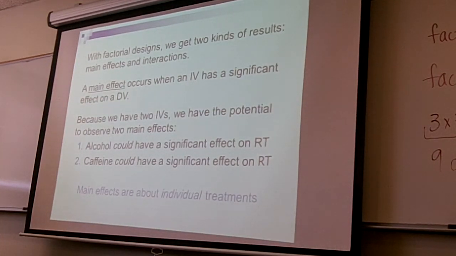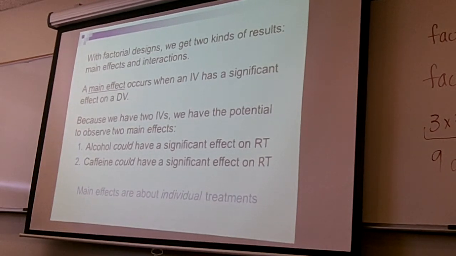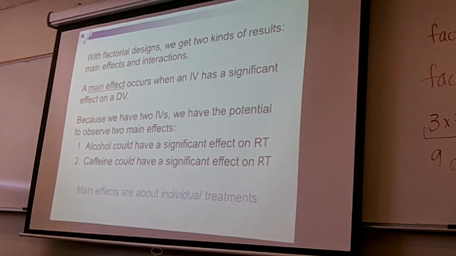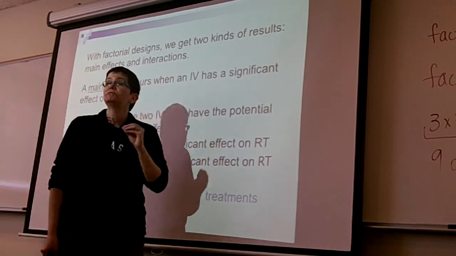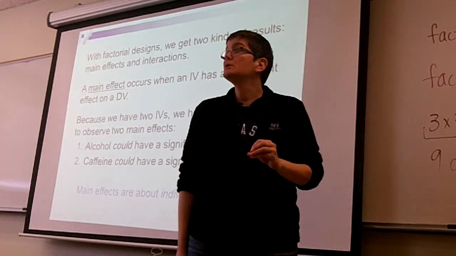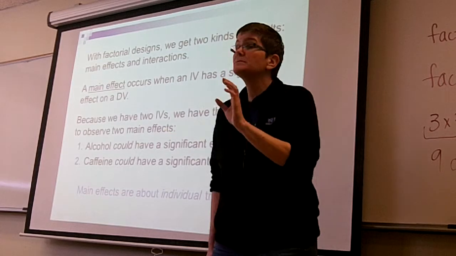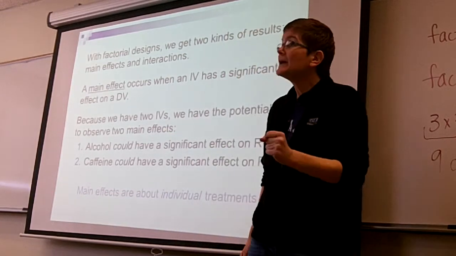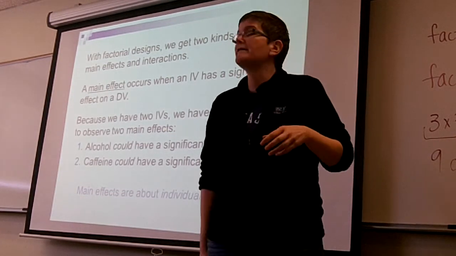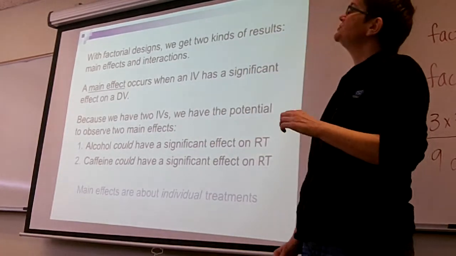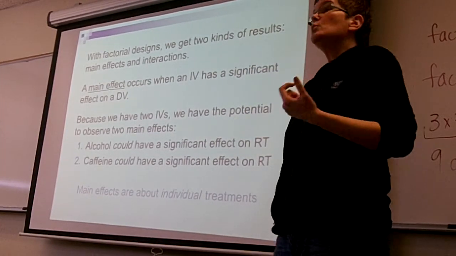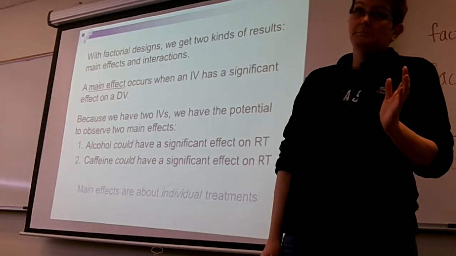So there's a possibility for one main effect for each independent variable. So if you have two independent variables, it's possible for you to have two main effects. Doesn't mean you will, but it means it's possible. If there are three independent variables, you could have three main effects. If there are four independent variables, you could have four main effects. Doesn't mean you will, just means it's possible.